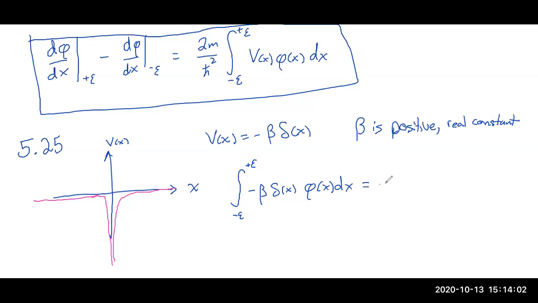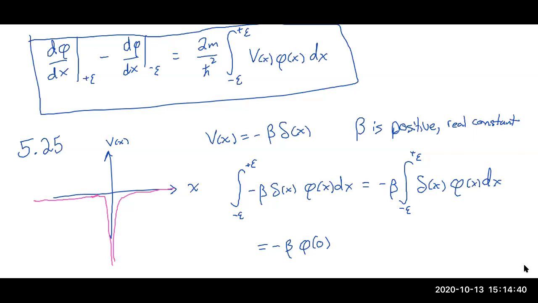The minus beta comes out, and I am just left with the integral from minus epsilon to plus epsilon of delta x phi x. So you may or may not remember that when you integrate delta x, it is 0 everywhere except when the thing inside the parentheses equals 0. So this is minus beta, and I just evaluate the rest of the function at x equals 0. So this is phi of 0, and that's what it's equal to.